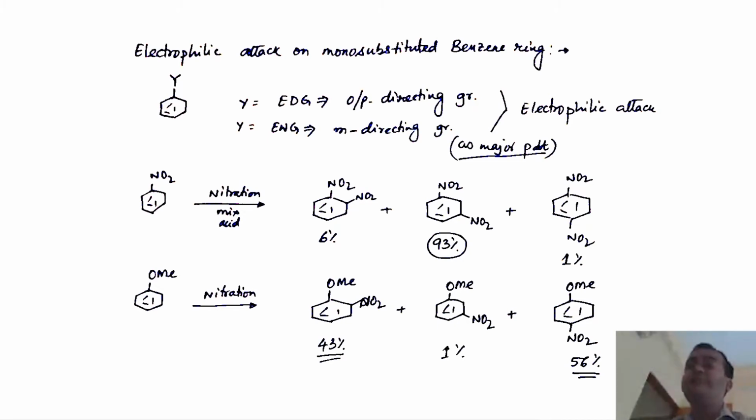The examples are, let's say you have nitrobenzene, and you have anisole, and you are doing the nitration reaction. Now the nitro group is an electron withdrawing group, so it must lead to the meta orientation.